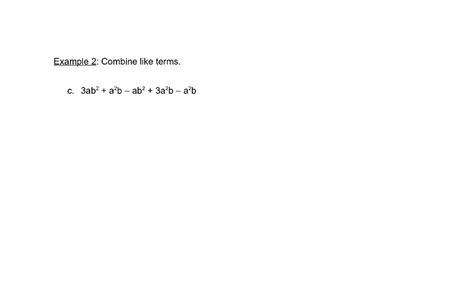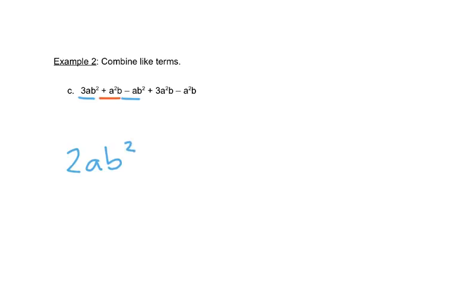We'll skip B. Let's do C. So here we have a 3ab squared. So we're looking for things that have ab squared. So here's a minus 1ab squared. And those are the only two ab squareds we have. So 3 minus 1 is 2ab squared.